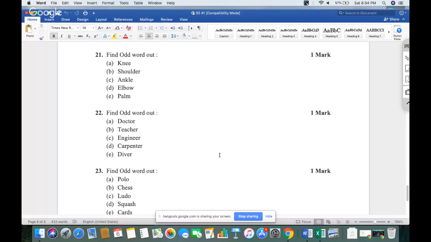Yes, palm is the right answer. Palm does not have any joint. So answer in question 21 would be option E, palm. Question 22.